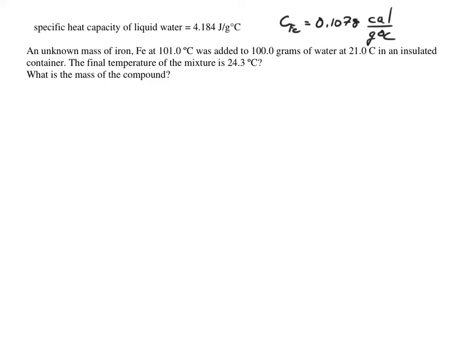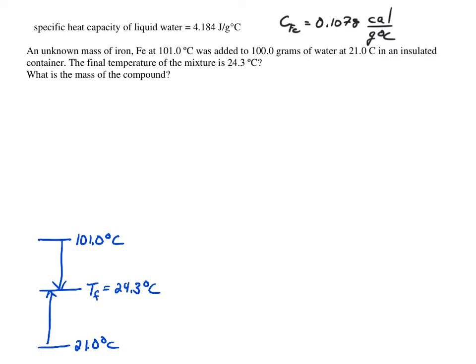This is a calorimetry problem where we have two things that are changing heat. We start with a hot piece of iron that's at 101.0 degrees C, and we start with a water bath that is at 21 degrees C. We put the hot iron into the water. The iron's going to decrease in temperature. The water's going to increase in temperature so that they're both at the same final temperature, which in this case is 24.3 degrees C.